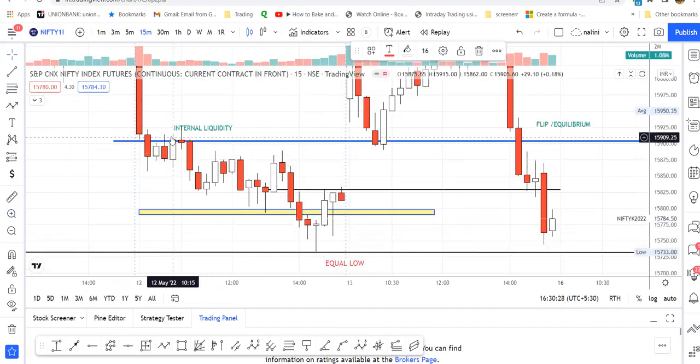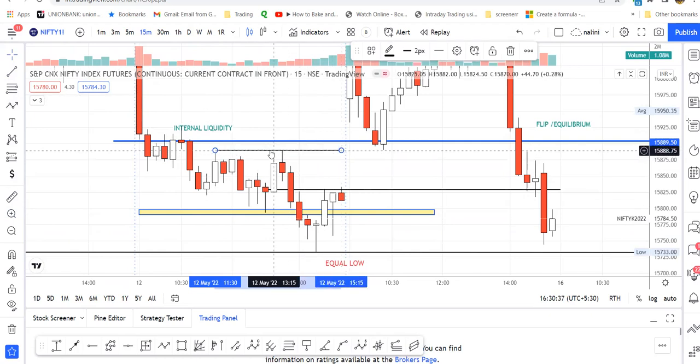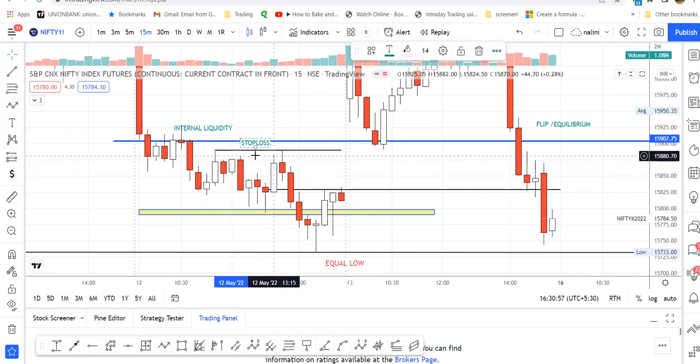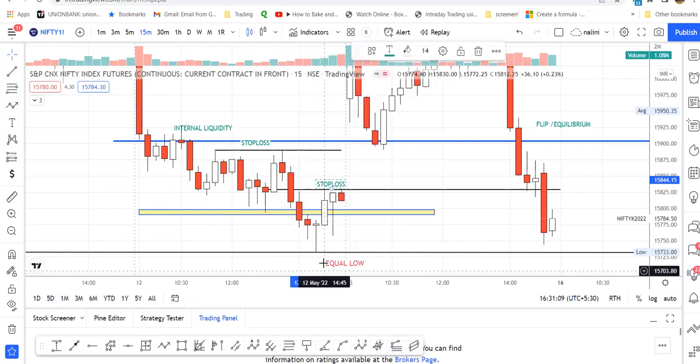In this process, actually, a double top has been created. Double top or equal high has been created. Naturally, whoever went short, their stop loss will be there. I will keep the stop loss over here. Many traders will keep the stop loss. This is a stop loss area, and this is also a stop loss area, right?